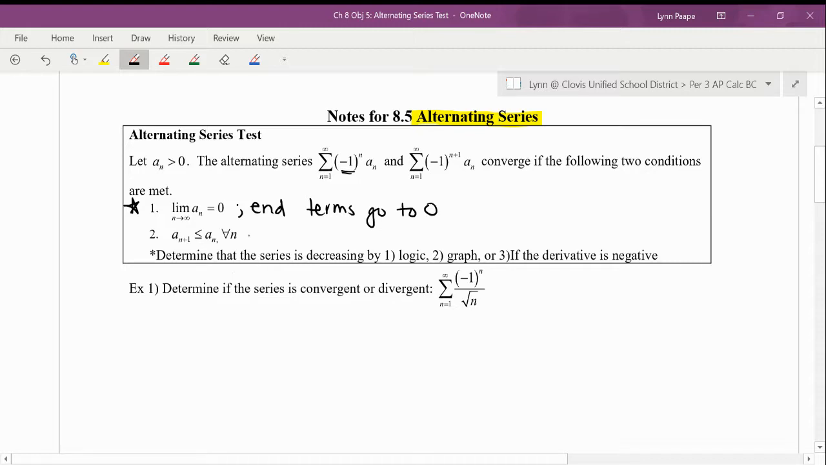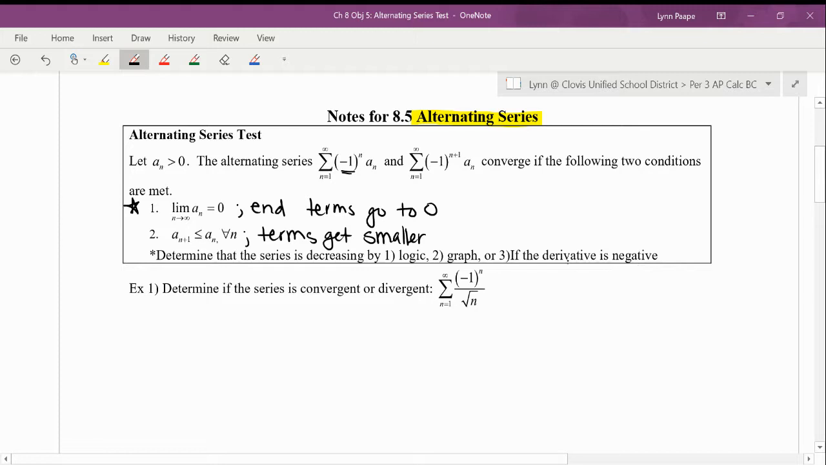And then we also need to make sure that the terms get smaller, so that your n plus 1 term has to be less than or equal to the nth term. We can determine that the series is decreasing, most of the time, just by logic, right? Like if the denominator is bigger, then the fraction is smaller. We can also graph it if we want to.